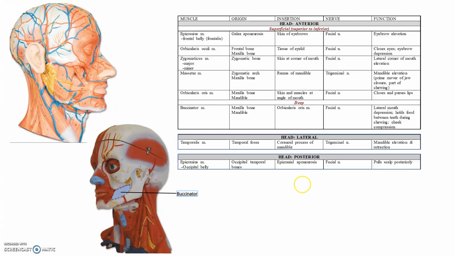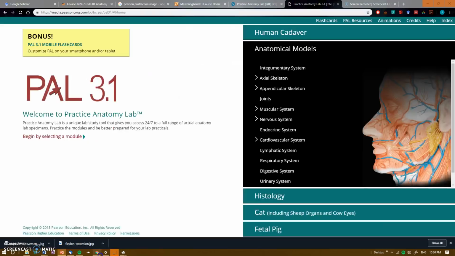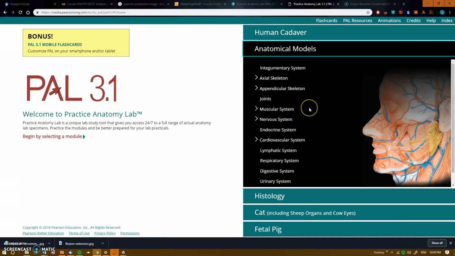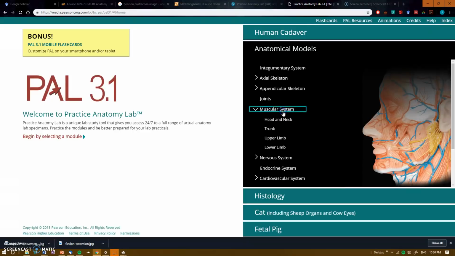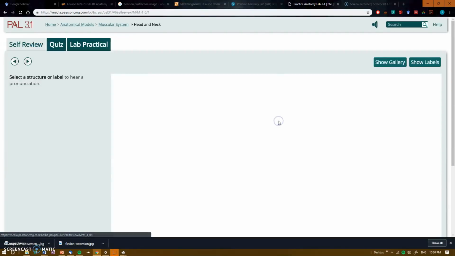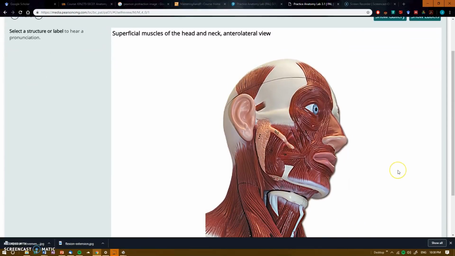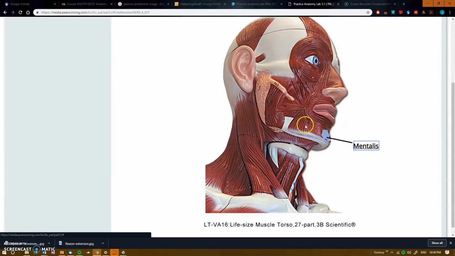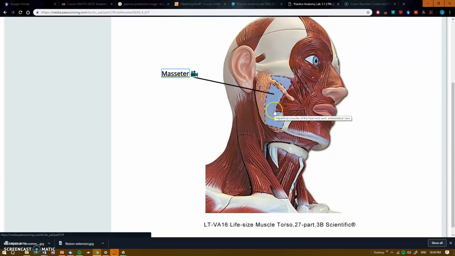So let me actually show you a few things about Anamage. I'm sorry, PAL 3.1. Here, if you go to anatomical models, you can go to the muscular system. Right now we're just working on head, neck, and trunk, sorry. And here if we click, we are going to have a few pictures and you can interact with them: the mentalis, orbicularis oris, masseter.